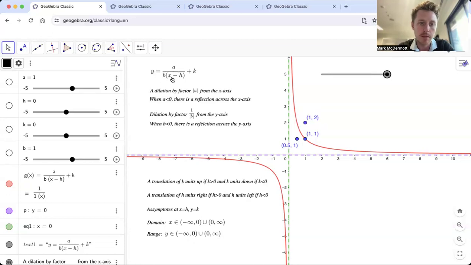Now, just keep in mind these a, b, h, and k values as we go through this are always pretty much going to have the same effect. Okay, so a is always going to be a dilation by a factor a from the x-axis.